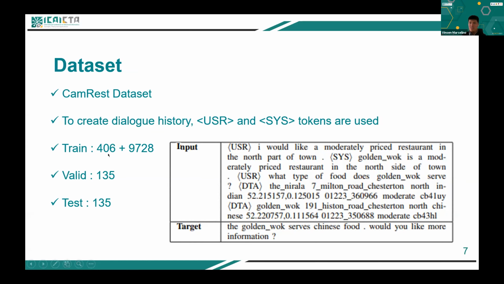Then it will be put into the models. For the training data, in the original dialog data there are 676 dialogs, and they are split into 406 train, 135 valid, and 135 test. But because of the knowledge embedded method, the training data increased to 9,728.